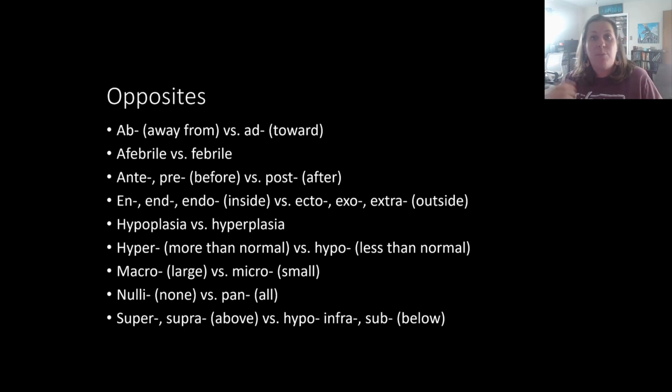Hypo versus hyper. Hypo is going to be where it's below or less than normal. Hyper is more than normal. Macro is large. Micro is small. Nulli is none. Pan is all. And then, of course, you have your super or supra, which is above, your hypo, infra, and sub, which is below. So pay close attention, because these are going to help change the word, whether we're looking at it being above or below, high or low. These terms can help us determine what's going on in the body.